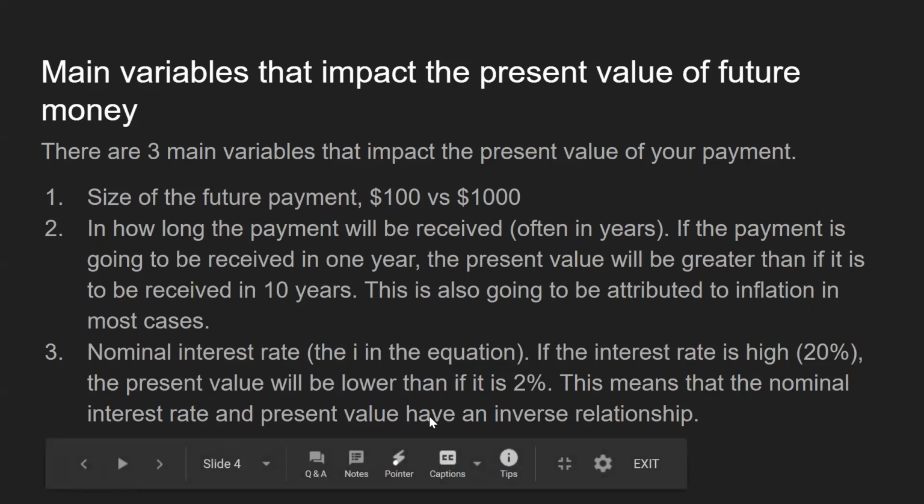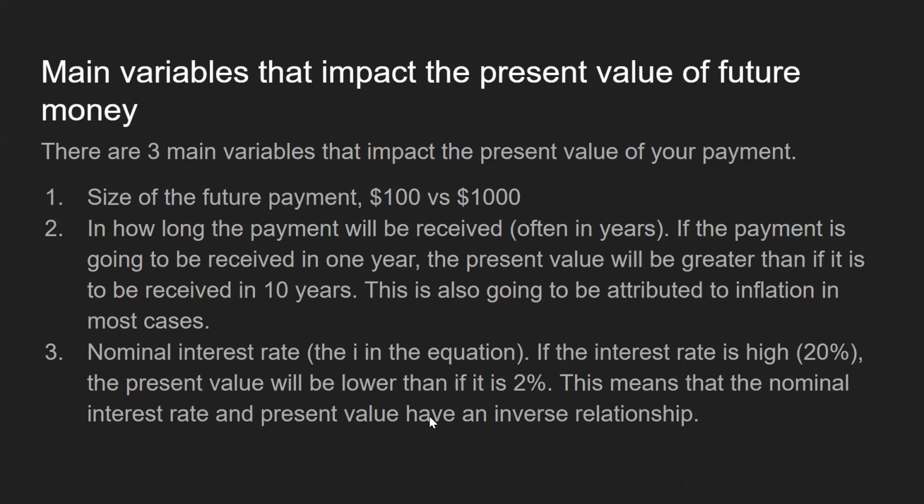So the main variables that impact the present value of future money. So there are three main variables that impact this. One, the size of the future payment. So like a smaller payment, like $2 or $100, versus a larger payment of $1,000 or $10,000. So the present value is going to be different depending on if it's a smaller or larger value.